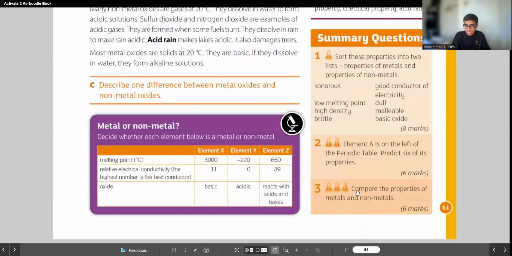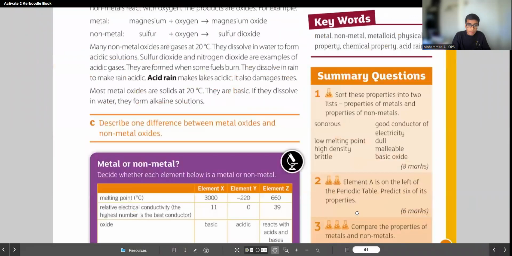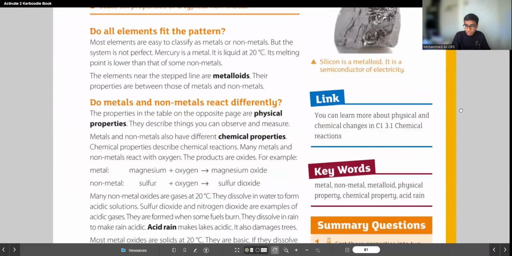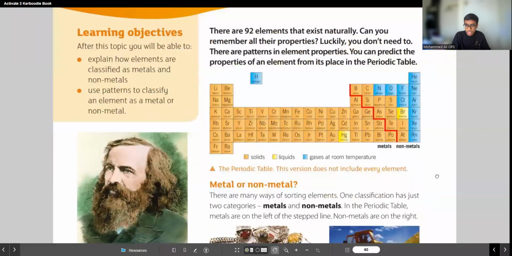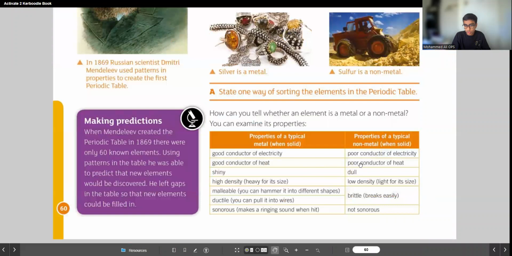And it says to compare the properties of metals and non-metals. This is also very easy. Just compare the properties of metals and non-metals. So again, we have to just look at this table. One thing I'm going to say is that when it says to compare, you're not supposed to just write them down in a list. You have to actually compare. So you can say that metals are good conductors of electricity and non-metals are poor conductors of electricity, but do not write down a table like this, or you'll get 0 marks in the test.